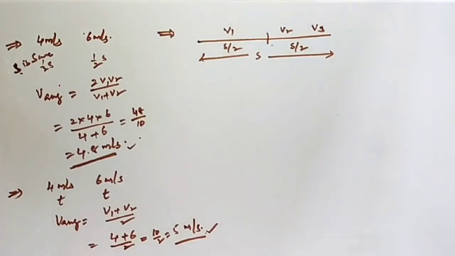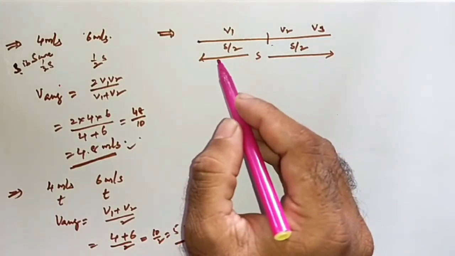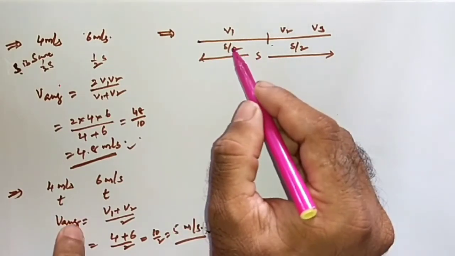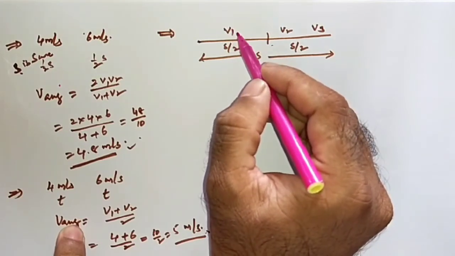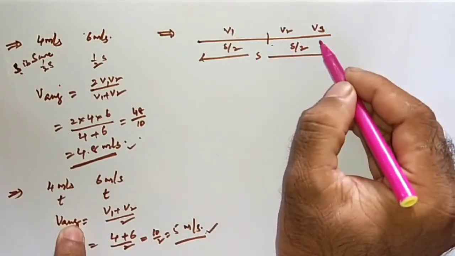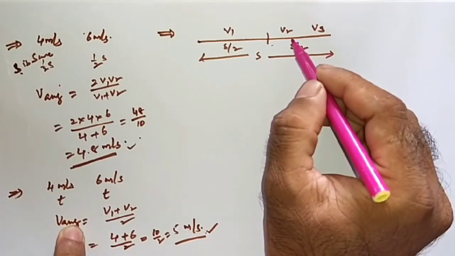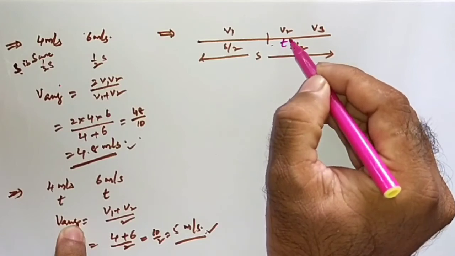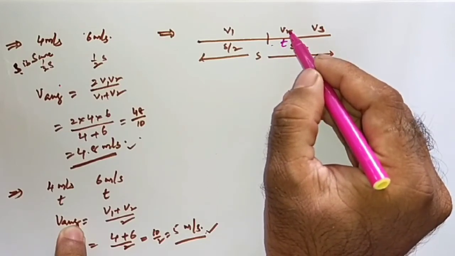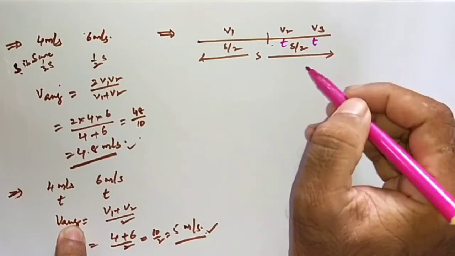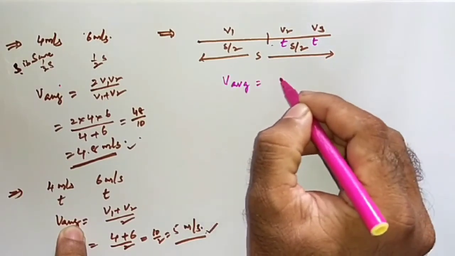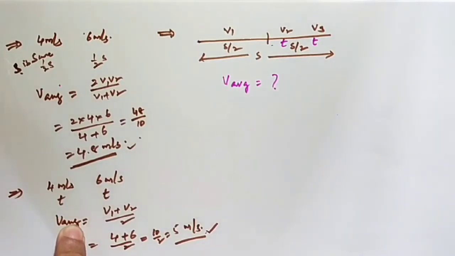Let me explain once again. A body travels a total distance. In the first half of the distance it travels with a speed v1. The remaining half of the distance it covers in two equal intervals of time. For some time t it travels with a speed v2, and for another time t it travels with a speed v3. Now I want to calculate the average speed for the total journey.